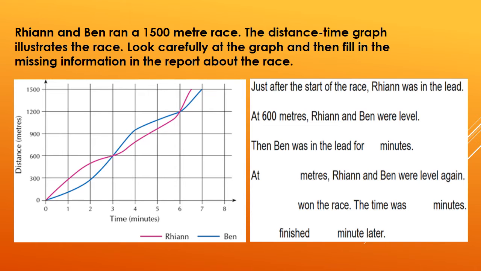Then, Ben was in the lead for how many minutes? Let us look at Ben's line, the blue line. Starting from this point, they were level. After this point, Ben was in the lead. Until this point, they become level again, and then Rehan was faster. So from 3 to 6 minutes, it means 3 minutes. At how many meters were Rehan and Ben level again? They were level again at 1,200 meters.